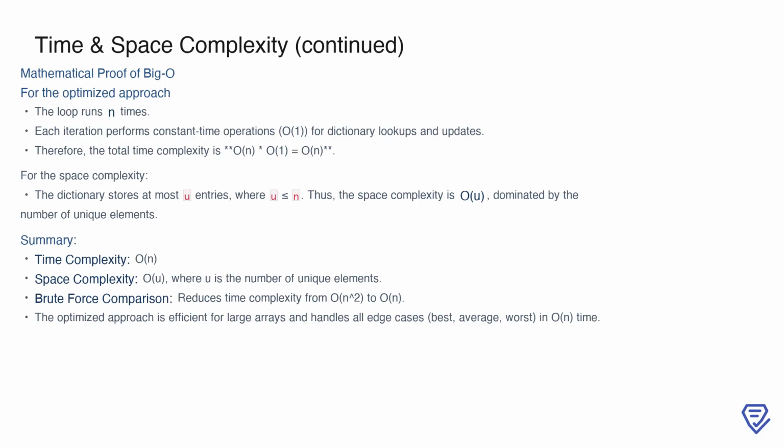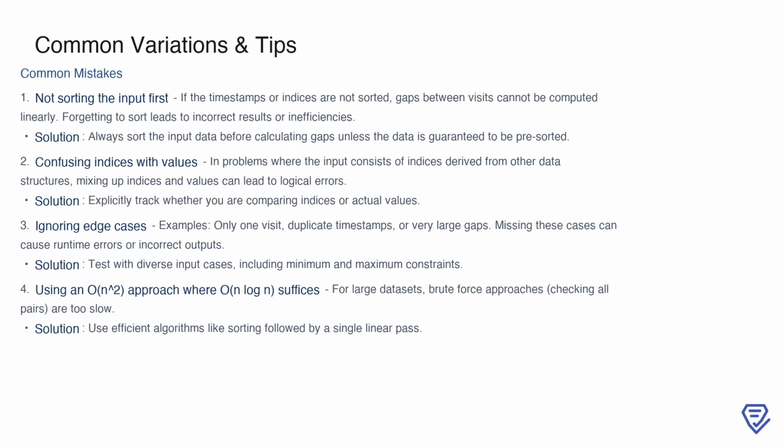This makes the optimized solution not only efficient for large arrays but also robust across all cases, including best, average, and worst scenarios. When tackling this problem, there are a few common pitfalls to watch out for. First, not sorting the input data is a frequent mistake. If the timestamps or indices are not sorted, you won't be able to calculate the gaps linearly, leading to either incorrect results or inefficiencies. The solution here is simple: always ensure the input is sorted before calculating gaps unless it's explicitly stated that the data is already sorted.